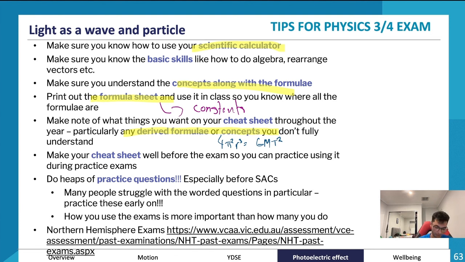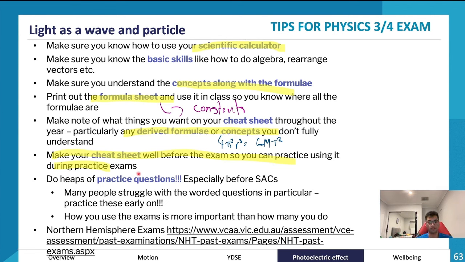And finally, please make your own cheat sheet. Don't copy someone else's, because our cheat sheet is meant to be for you. It's meant to help you. It's meant to have content. It's meant to have dot points. It's meant to have things that are going to help you and not the person next to you. And also actually know what's going to be on your cheat sheet.